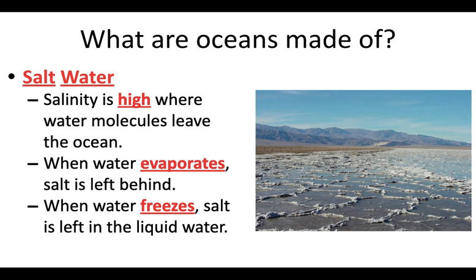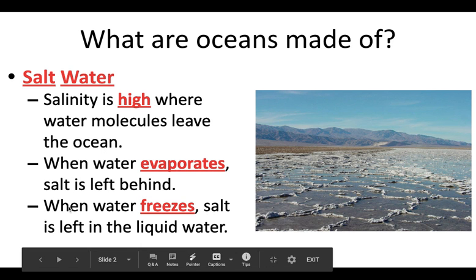First of all, what are oceans made of? Well, oceans have salt water in them, and the amount of saltiness in the water can change. We can have high salinity or high saltiness, and we can have low salinity or less saltiness. Where we tend to have high salinity is where the water molecules are leaving the ocean and leaving the salt behind. When water evaporates, salt gets left behind.